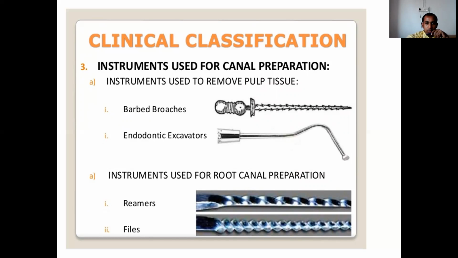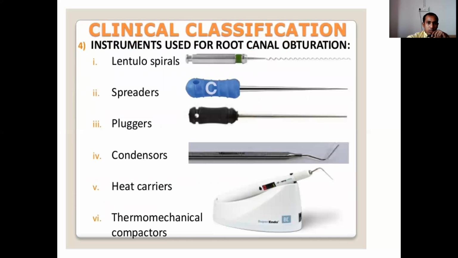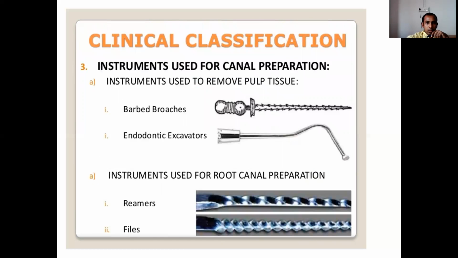And coming to the instruments used for canal preparation, there are again based on the different steps involved. The instruments have been divided into instruments used to remove the pulp tissue, instruments used for root canal preparation, and instruments used for root canal obturation. Instruments used to remove the pulp tissue are mainly divided into barbed broaches as well as endodontic excavators.